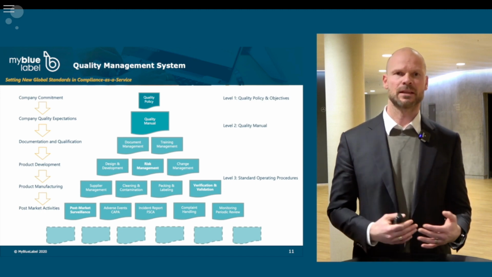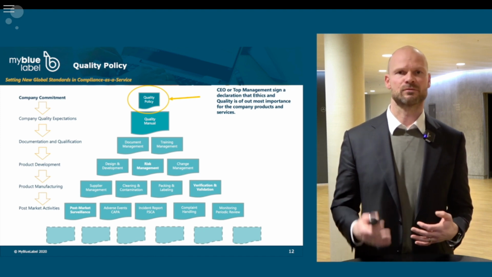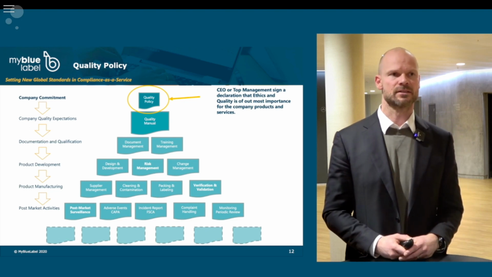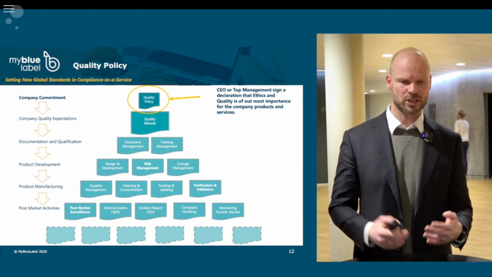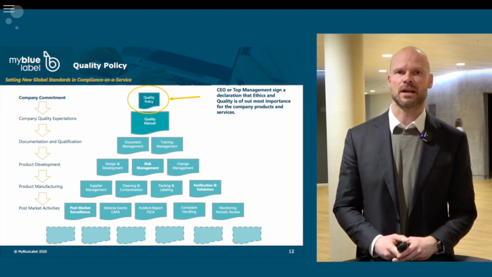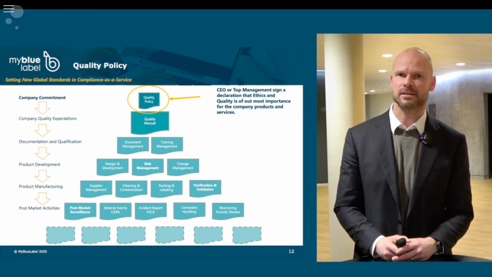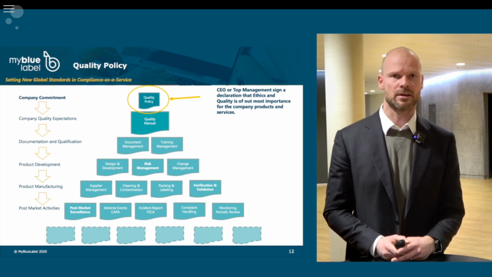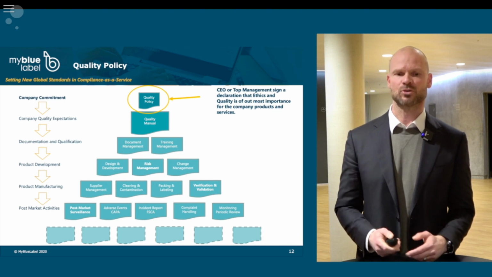But let's start from the beginning with the company quality commitment. And this is a commitment that the CEO needs to sign, because the CEO will be the person responsible for getting the right resources available to carry out these activities. And if the CEO has not committed himself or herself to quality, then there will be no resources at the right time to carry out these activities. So it's really important that the CEO or top management signs these documents. And this is something that an auditor will find very important. So this needs to be done.